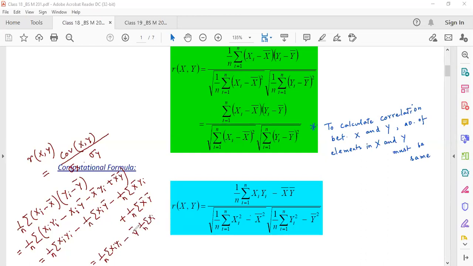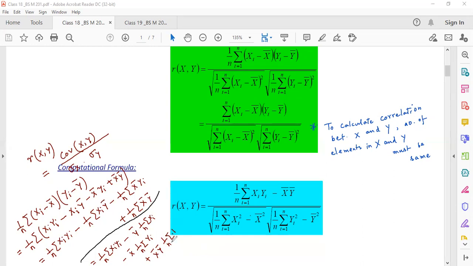So I'm writing y bar into 1 by n summation xi. Here x bar is the constant quantity, so we can take x bar outside the summation sign. And here x bar, y bar, both of them are constant, so we can take them outside the summation sign, and inside, 1 will be there only. Okay, I hope you are following me.